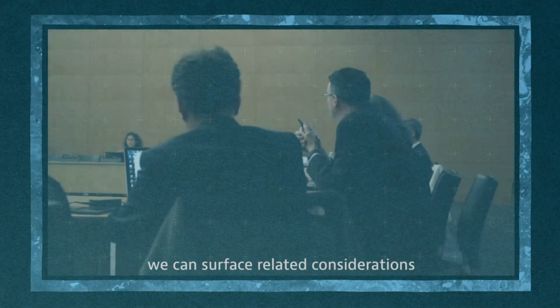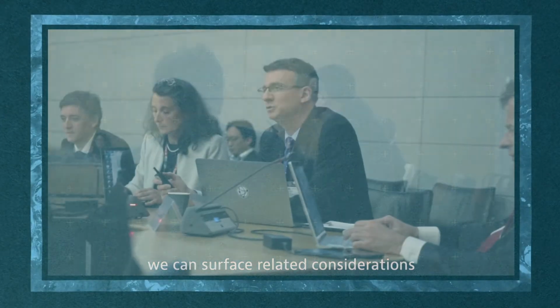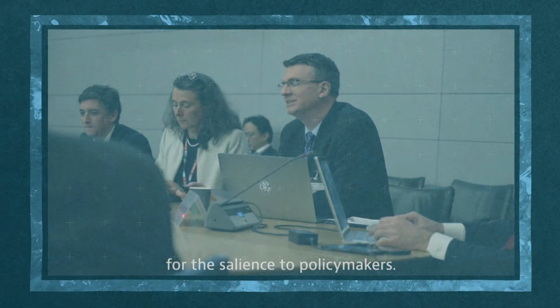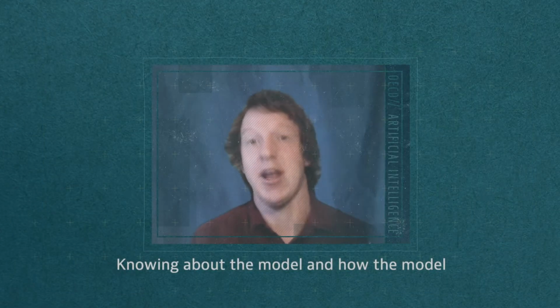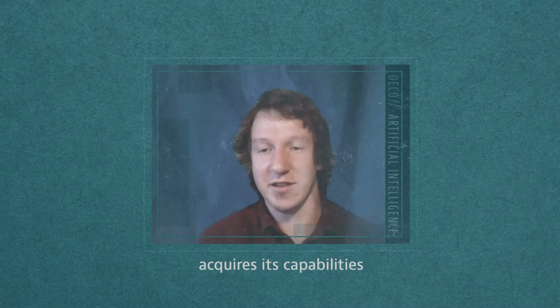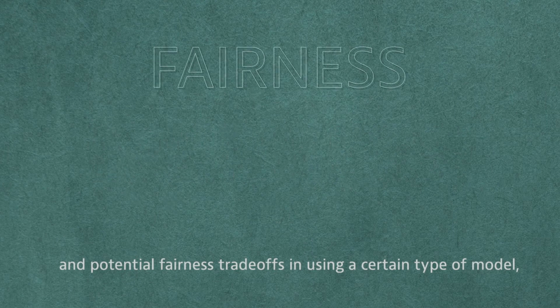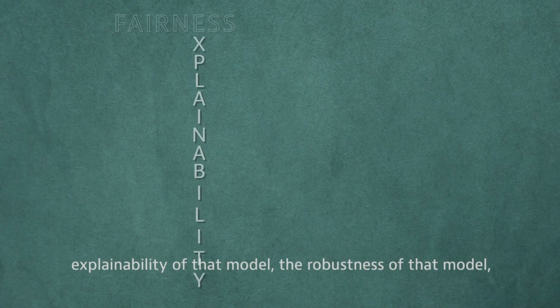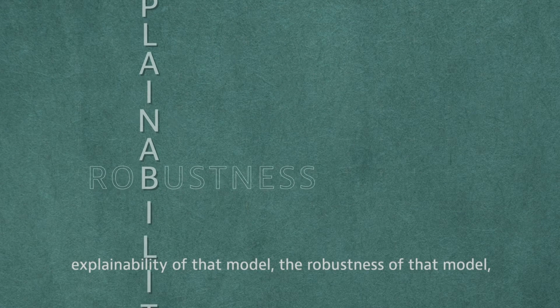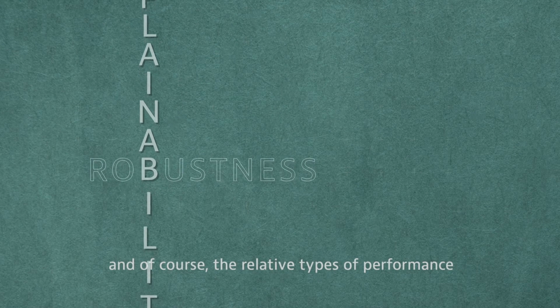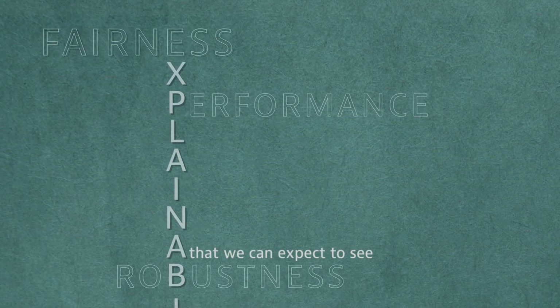When we look at these models and we look at their characteristics, we can surface related considerations that are salient to policymakers. Knowing about the model and how the model acquires its capabilities can help us better reason about issues like fairness and potential fairness trade-offs in using a certain type of model, the explainability of that model, the robustness of that model, and of course, the relative types of performance we can expect to see from that model.